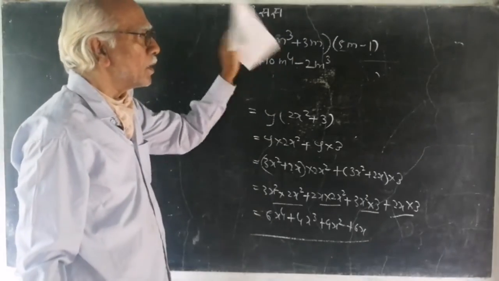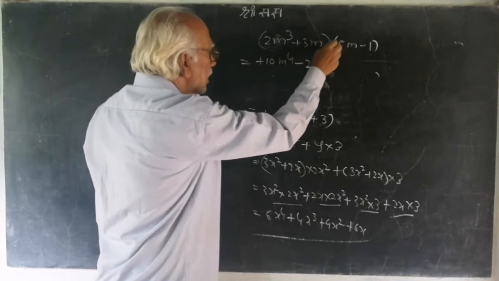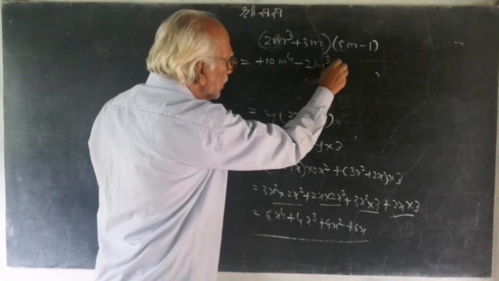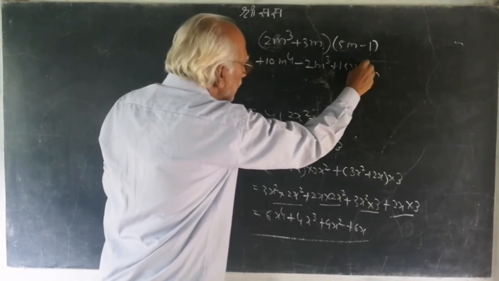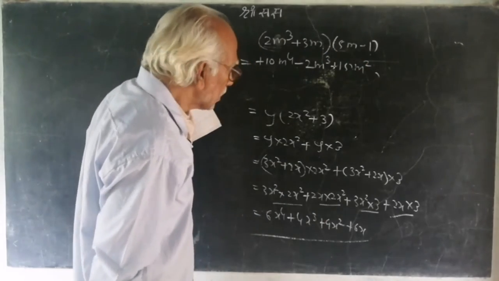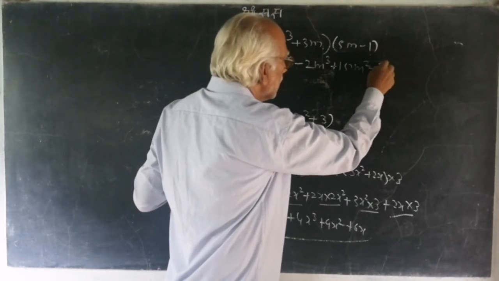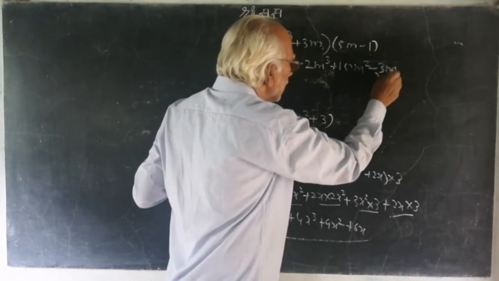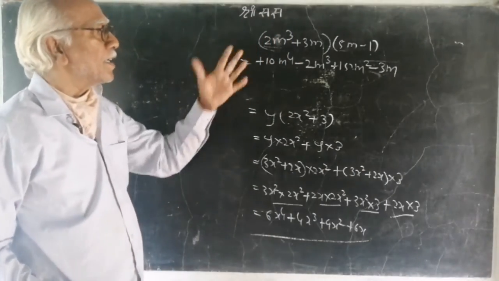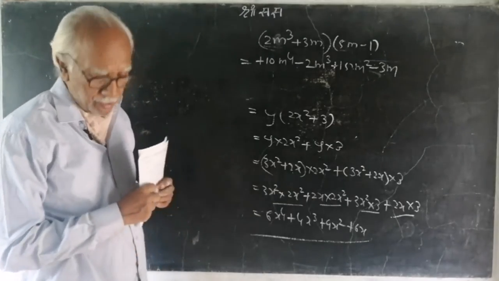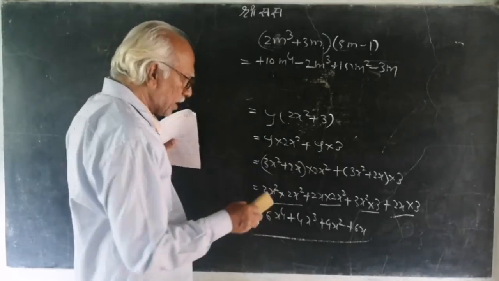So the first term's duty is over. Now we can come to the second term. Here plus into plus is plus, 3 into 5 is 15, m into m is m square. And now the last term, plus into minus is minus, 3 into 1 is 3, and here it is m. If you go on saying and writing, mathematics will always be easy. So say loudly and write down the term, then it will be easy.